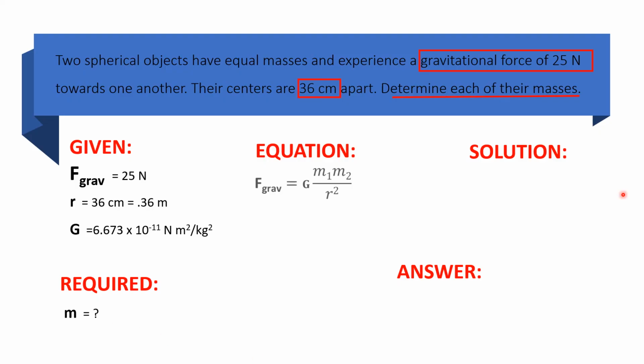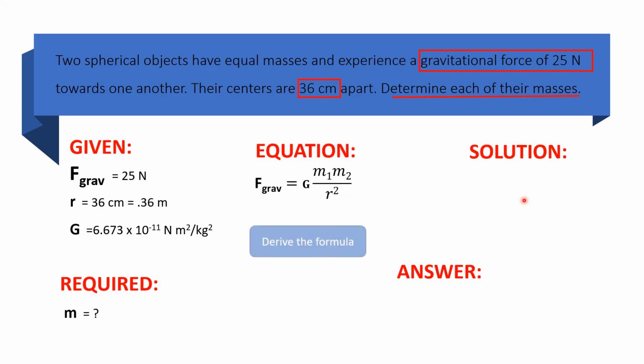For the equation, we will have the equation of the gravitational law. That is F grav or force of gravity is equal to G multiplied by the two masses over square of the separation distance. As you can see, this is not the formula that we need because the missing here is the mass. So we need to convert this formula so that it will help us to find the value of mass.